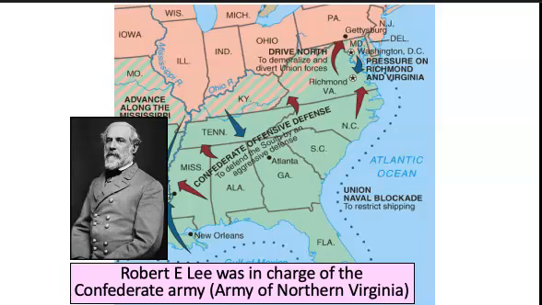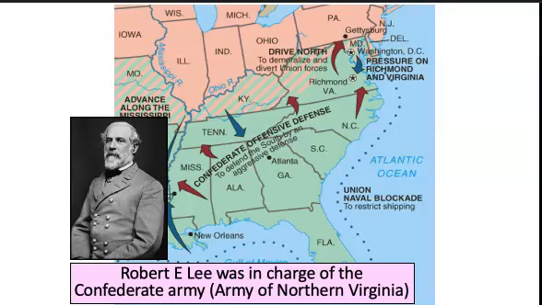Another major advantage that the South had was in terms of their leadership. They had much better military leadership, epitomized by people like the man you see on the left-hand side there, Robert E. Lee, who's going to be the commander eventually of the Army of Northern Virginia.